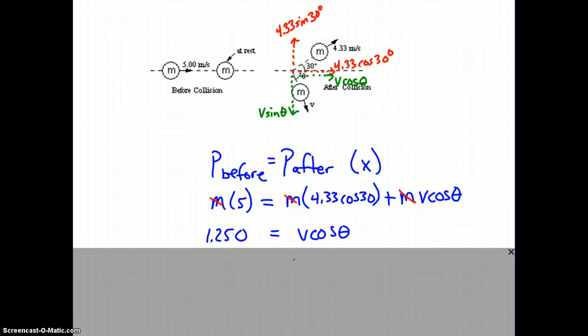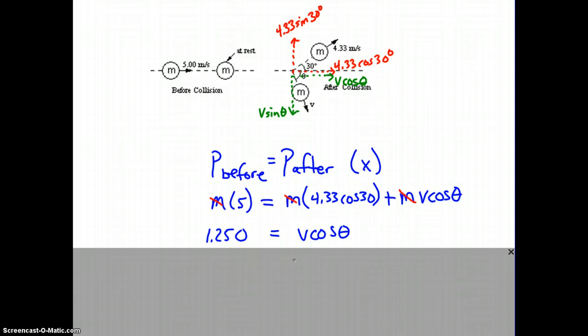How many unknowns do we have here? Well, we have v as an unknown and theta as an unknown. Where are we going to get our second equation? Well, the problem here is that we were not told whether or not this collision was elastic or inelastic. In fact, it's what we're asked to find in B here. So that means we cannot necessarily conserve kinetic energy to get a second equation.